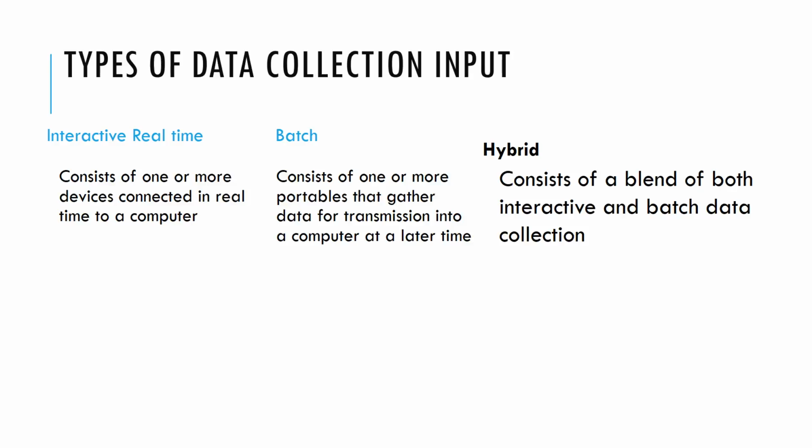There are several types of data collection input. These consist of interactive real-time data collection. In this case, it consists of one or more devices connected in real time to a computer. Batch processing. In this case, batch processing consists of one or more portables that gather data for transmission into a computer at a later time. The hybrid. The hybrid is very common today, and it consists of a blend of both interactive and batch data collection.